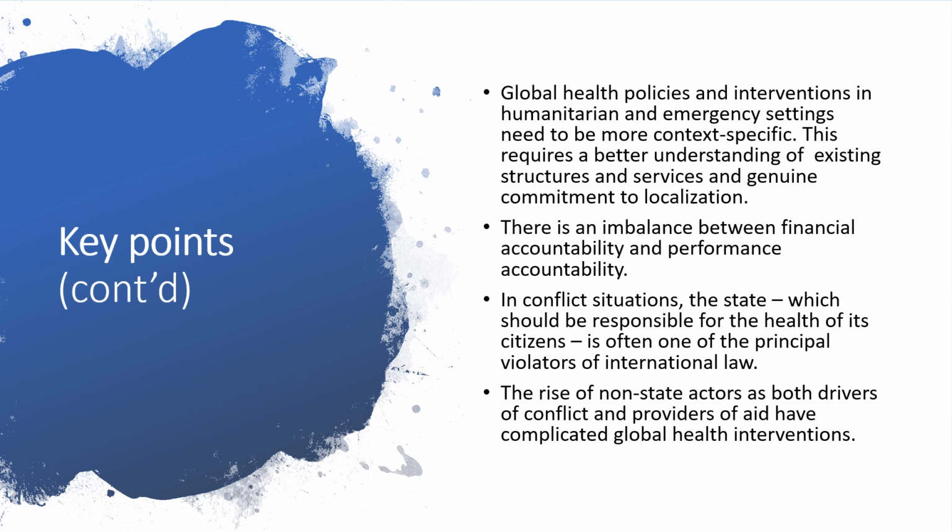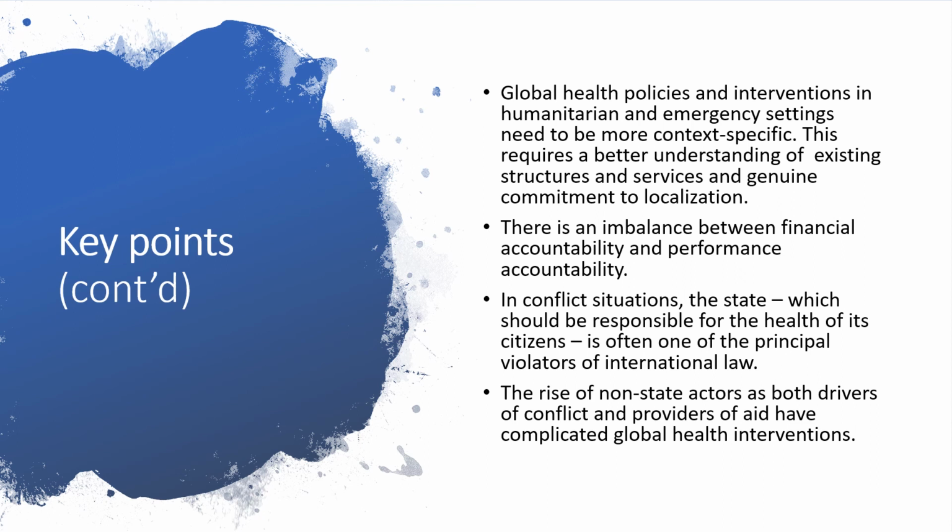The eighth point is that there is an imbalance between financial accountability and performance accountability. And the International Peace Institute report talks about this at some length. But financial accountability has to do with accountability to donors, because you want more money. Performance accountability has to do with accountability to the people you are serving, which also gets second priority to the financial accountability.